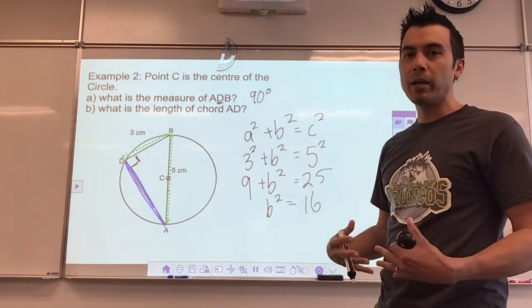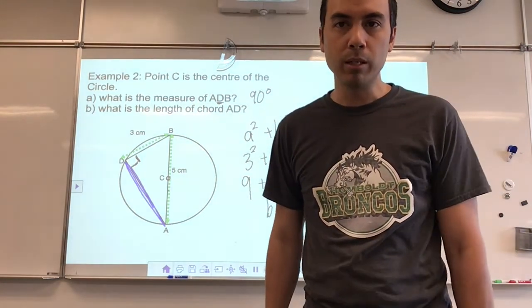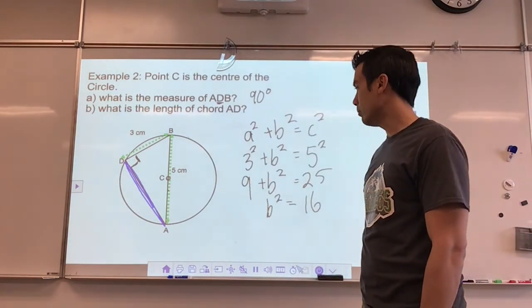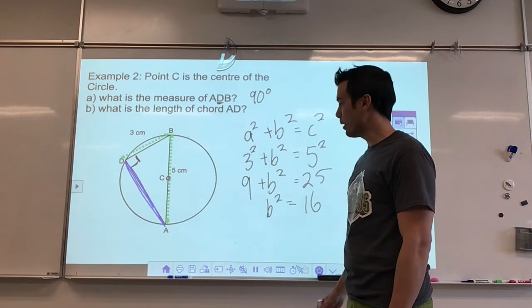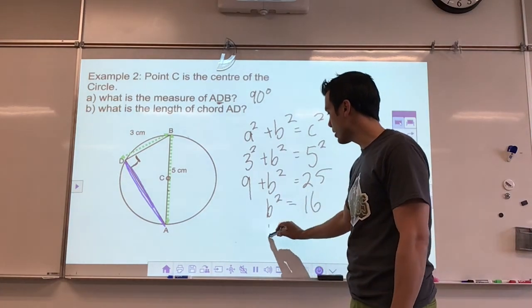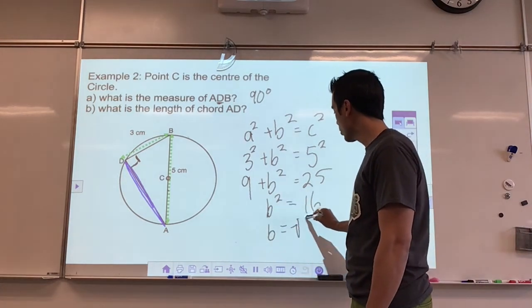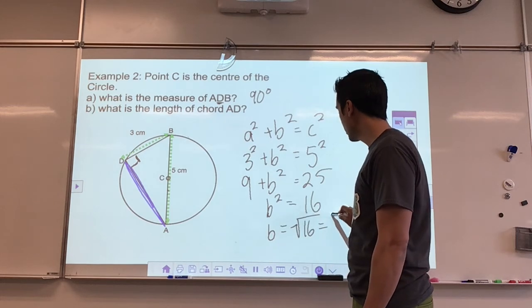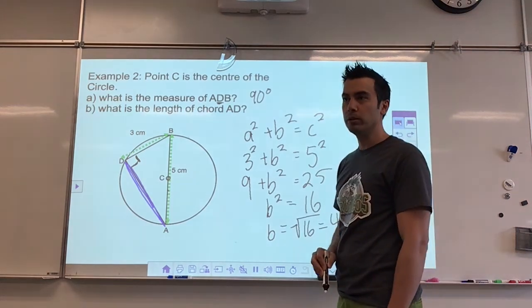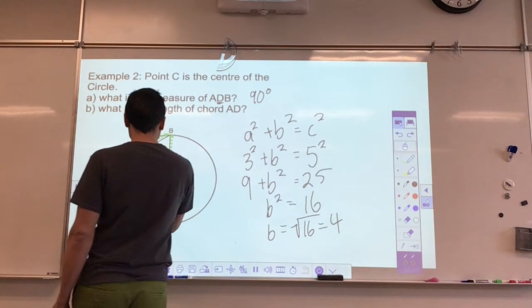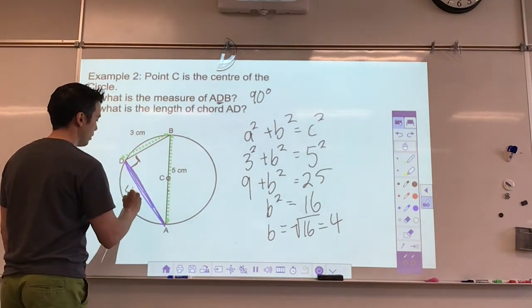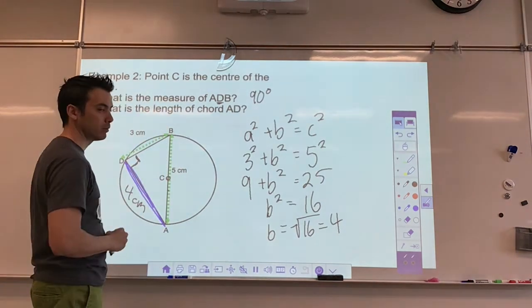What number multiplied by itself would give me 16? You might be able to do that in your brain. If you can't, you're going to take the square root of both sides to give you b equals the square root of 16, which is 4. This length here is 4 cm.